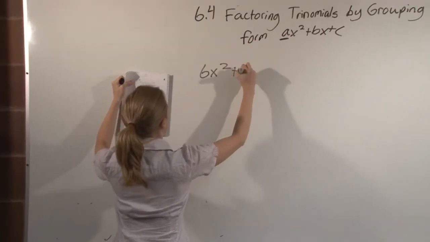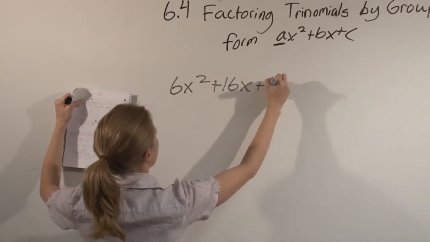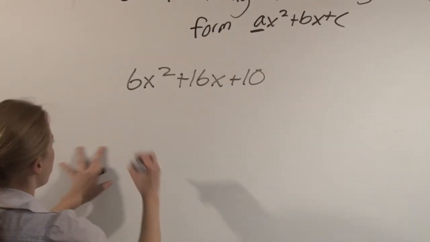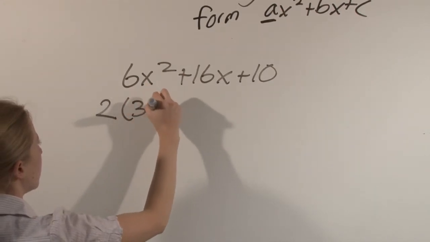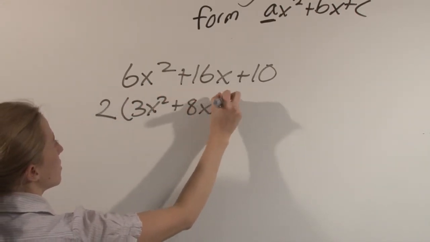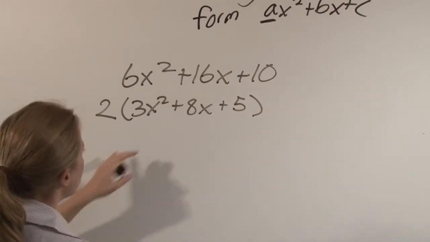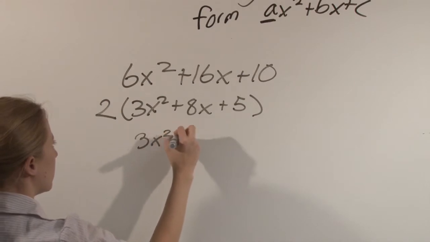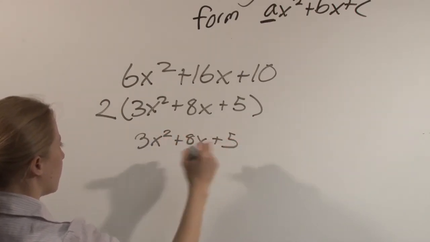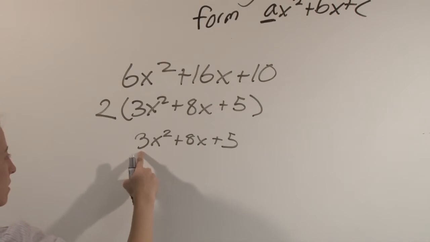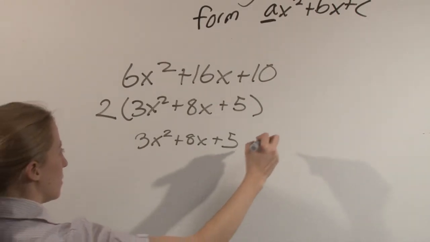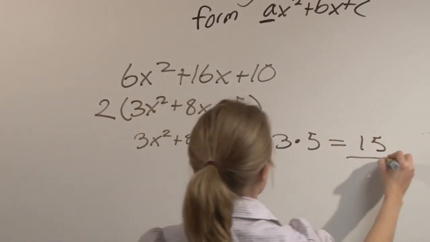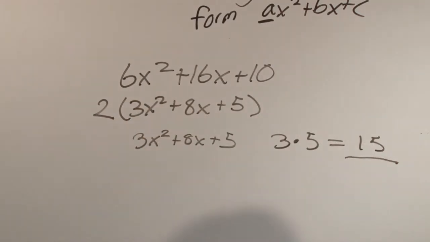I have 6x squared plus 16x plus 10. All of those are divisible by 2. So right away I can pull out a 2. Then I'll have 3x squared plus 8x plus 5. So now I'm just going to focus on this polynomial for now. So 3x squared plus 8x plus 5. If I multiply the coefficient of x squared times the constant, I'm going to get 15.